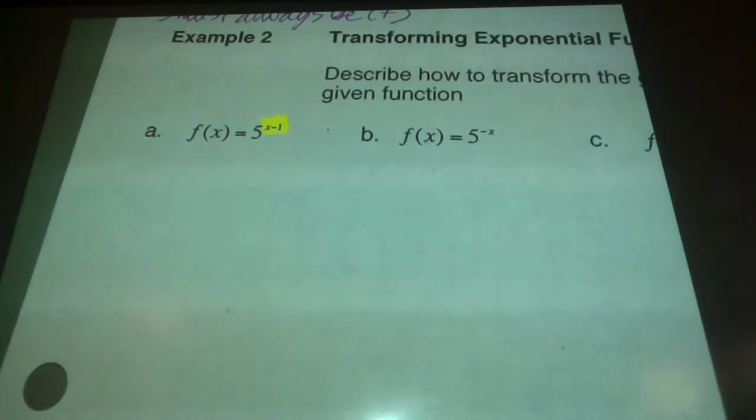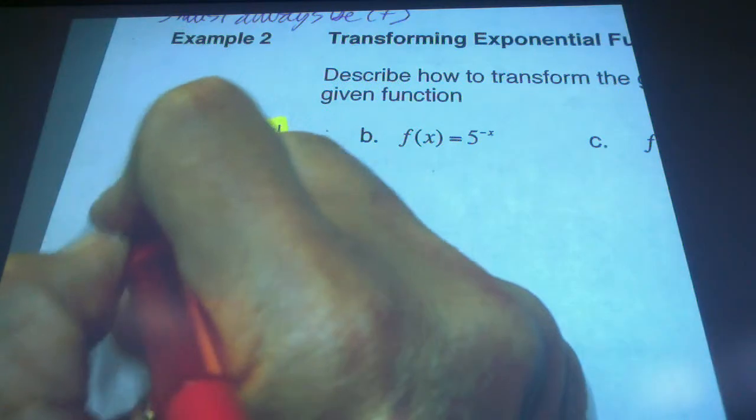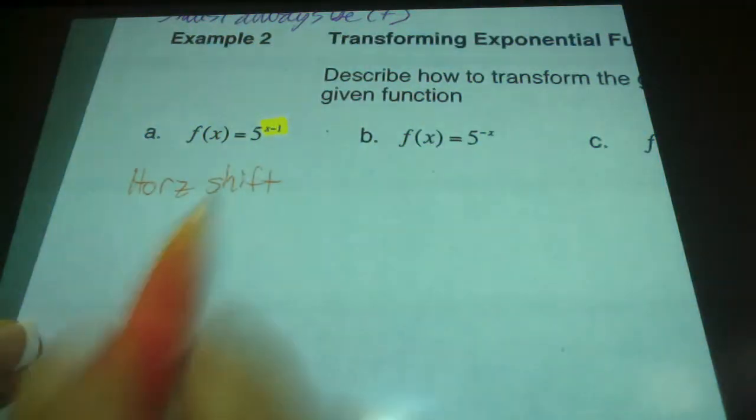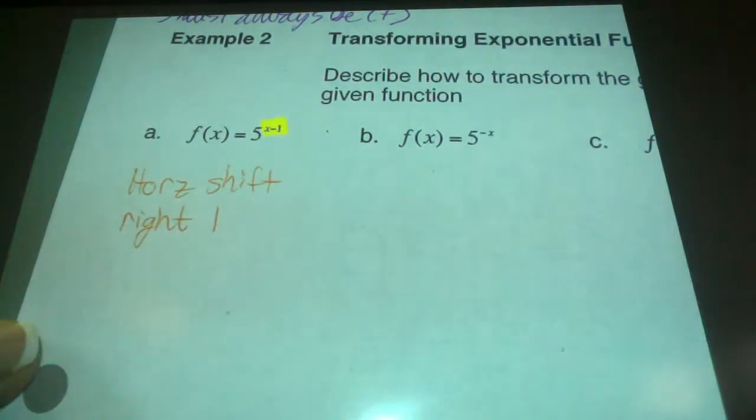The -1 is affecting the x or the overall function? It's affecting the x. So it affects the x, isn't that a right-left motion? True or false? Right-left. Same sign or opposite sign? Opposite sign. So what do you anticipate is going to happen with this graph? So it's going to be a horizontal shift because it's right-left. Because it's -1, we're going to go in the opposite direction, right 1. So I anticipate that the graph of 5 to the x is going to move to the right 1.